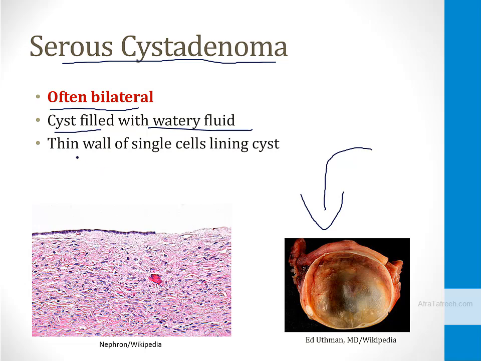Under the microscope, what you see is a thin wall of single cells lining the cyst. This is what it looks like here. So this is the inside of the cyst here, and there's this thin wall of cells lining the cyst.